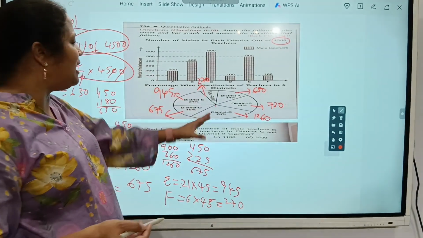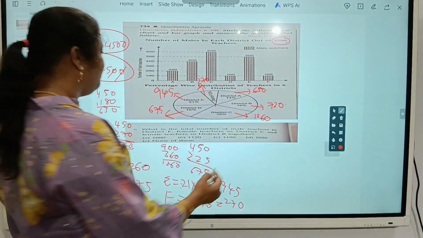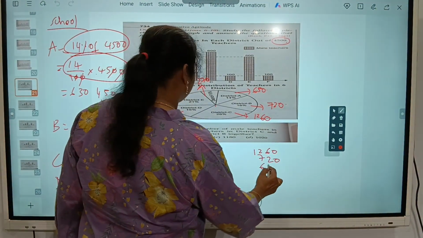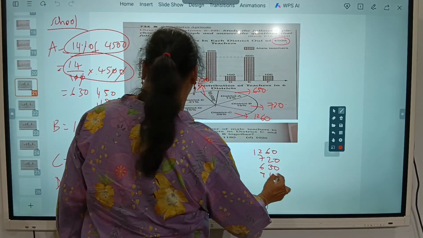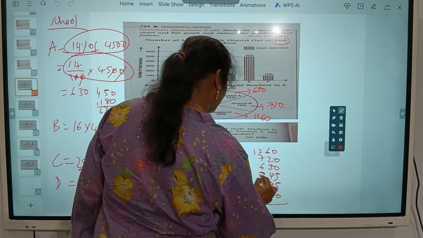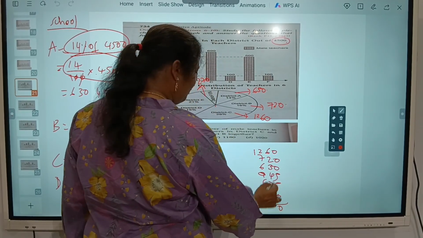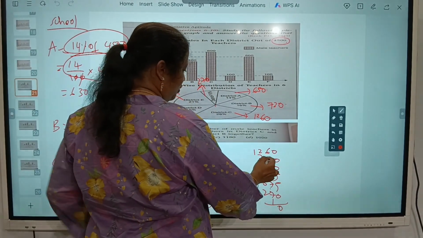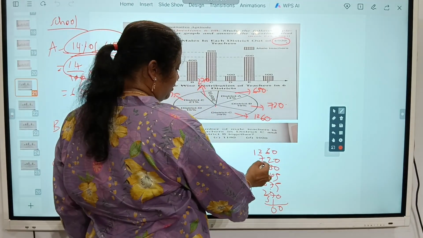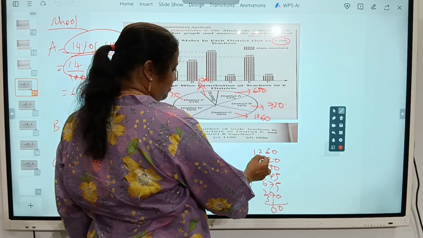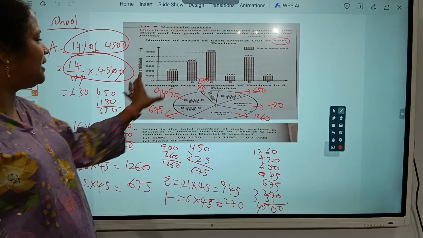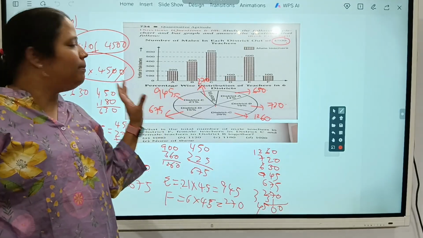Now we will add all these values to check whether we are doing it correctly or not. 1260, 720, 630, 945, 675, 270. We will add up these values. Okay, 15, 19, 22, 24, 30, 20. So it is 4,500. So whatever we solved, that is absolutely perfect.